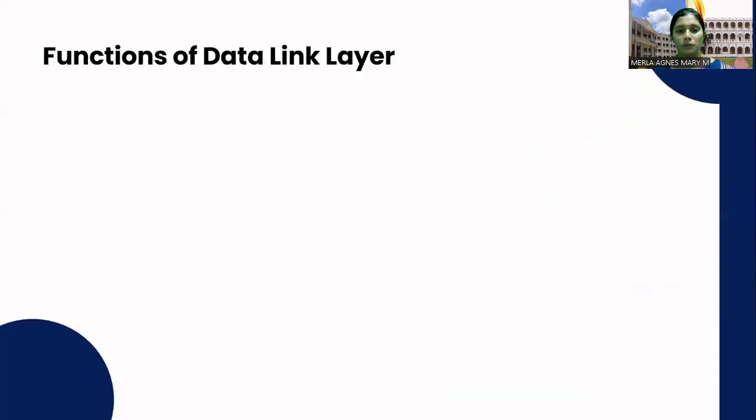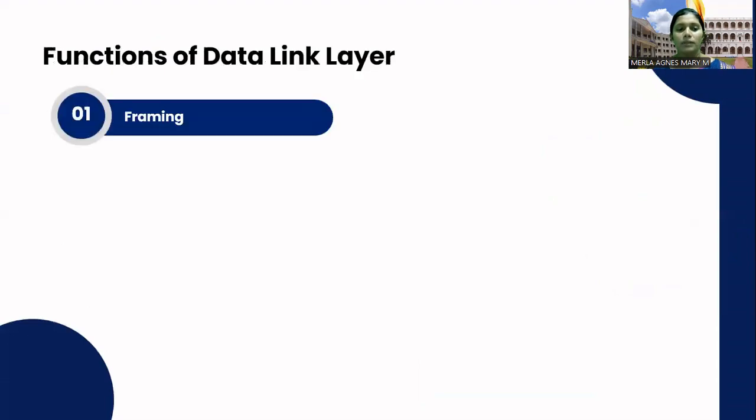Let's see the functions of the data link layer. The first function is framing. Framing is used to organize the frames in the data link layer. The bit pattern is sent from the physical layer, and in the data link layer it forms the data in the form of frames.